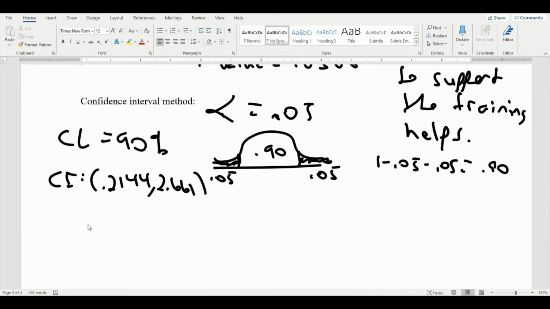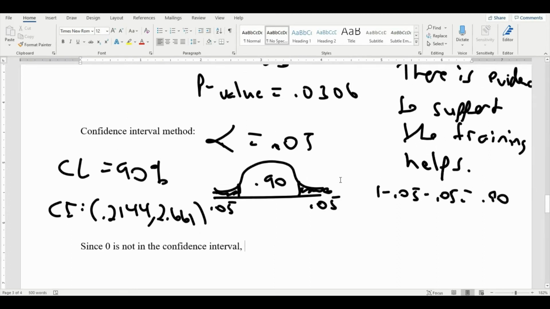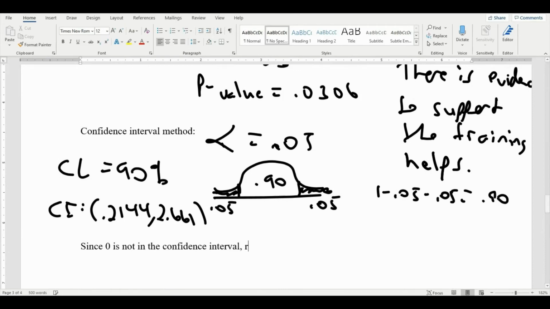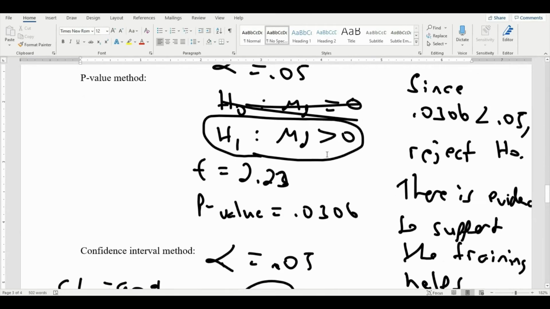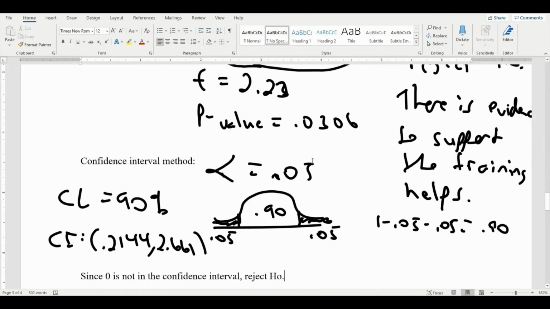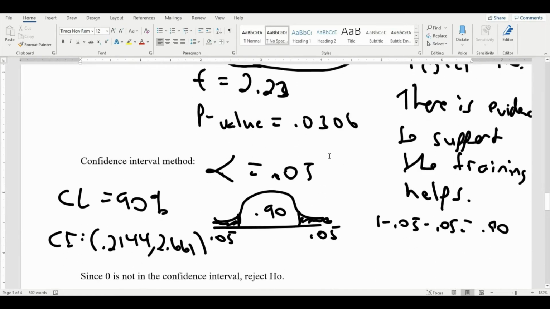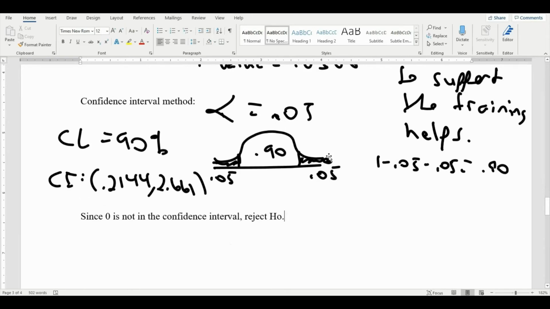And once again, since 0 is not in the confidence interval, and it's not, those are two positive values, we mark the H0 out. We reject H0. It's not in there. Can't accept it. Can't keep it. You have to reject it. Since 0 is not included, we can't assume that the difference is 0. There's evidence to support that there's an effect in the times.